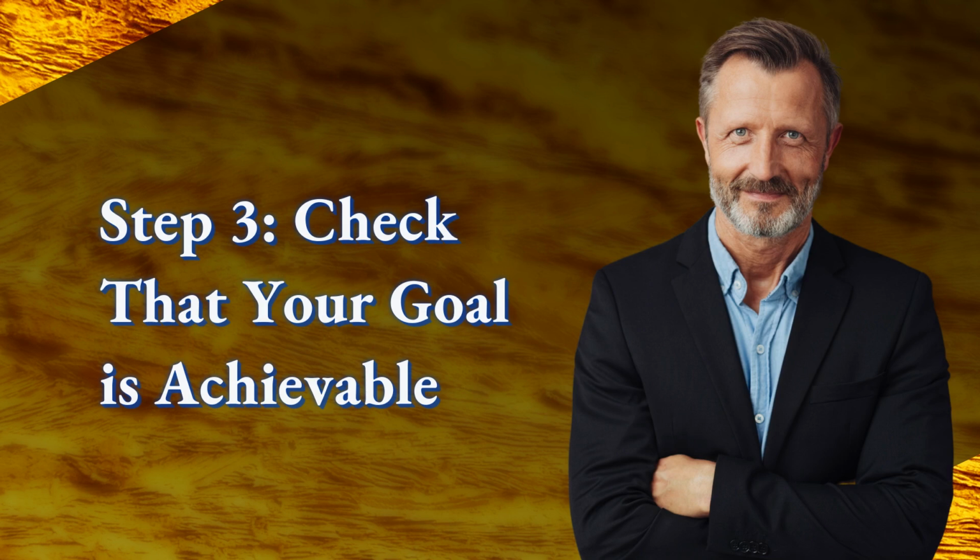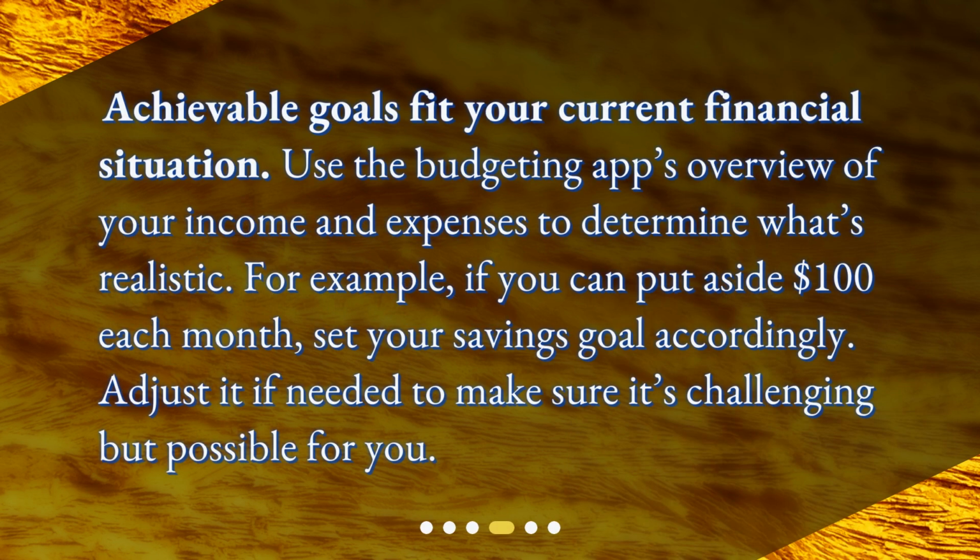Step 3. Check that your goal is achievable. Achievable goals fit your current financial situation. Use the budgeting app's overview of your income and expenses to determine what's realistic. For example, if you can put aside $100 each month, set your savings goal accordingly. Adjust it if needed to make sure it's challenging but possible for you.